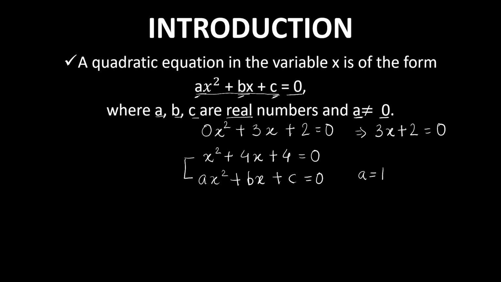What is the value of b then? b is the coefficient of x, which is 4. Now, what is c? c is basically the constant term. So, c is equal to 4. That's how we can find out whether an equation is a quadratic equation or not, and the possible values of a, b and c from the equation.